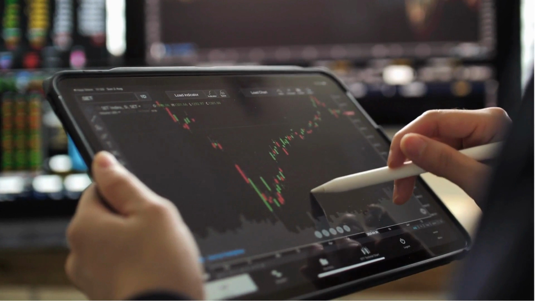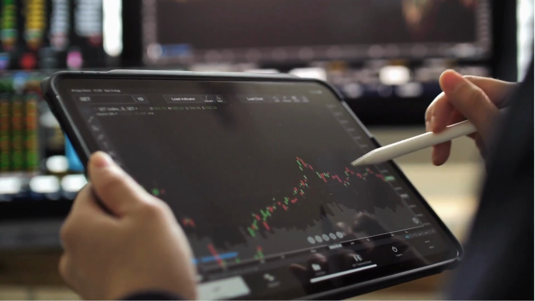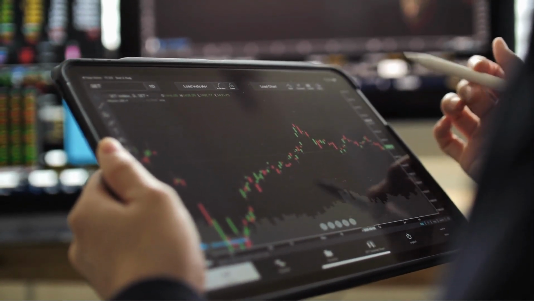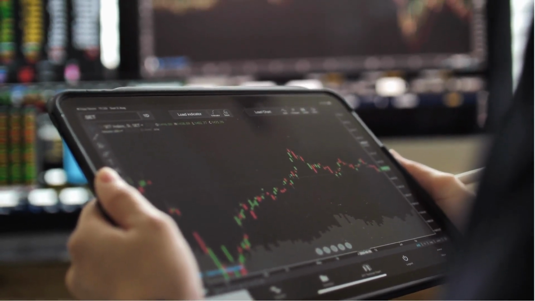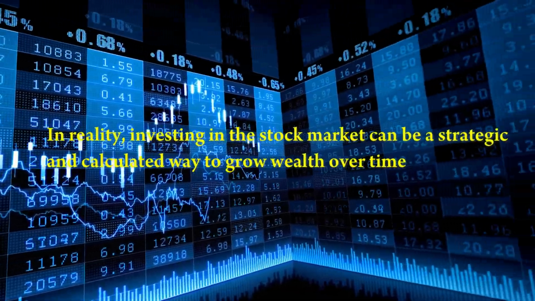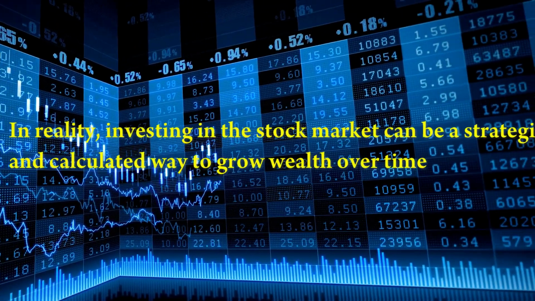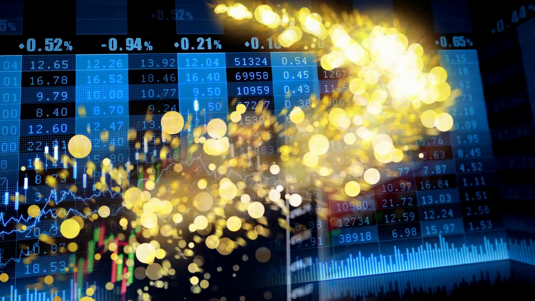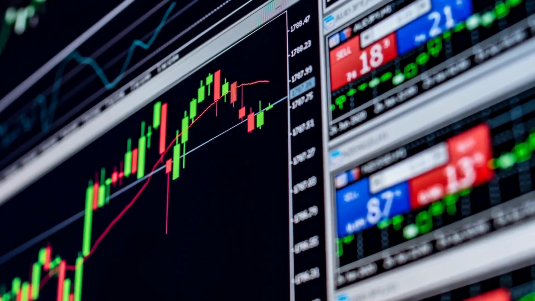However, many people view the stock market as a form of gambling because they lack financial literacy and do not fully understand how the stock market works. They may see the stock market as a way to quickly make a lot of money without fully understanding the risks involved. However, in reality, investing in the stock market can be a strategic and calculated way to grow wealth over time. Unlike gambling, investing in the stock market involves researching companies, analyzing financial statements, and making informed decisions based on that analysis.